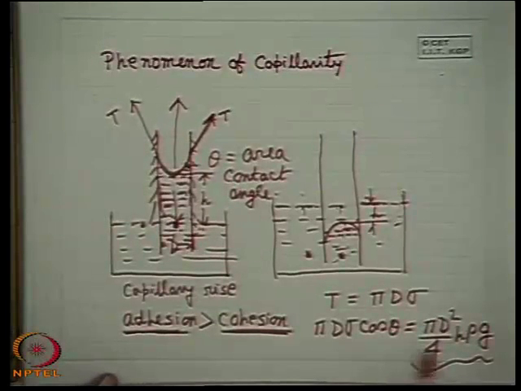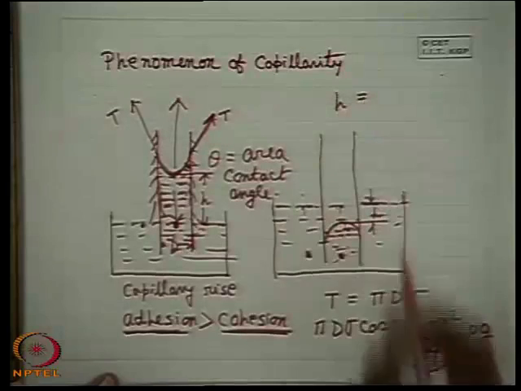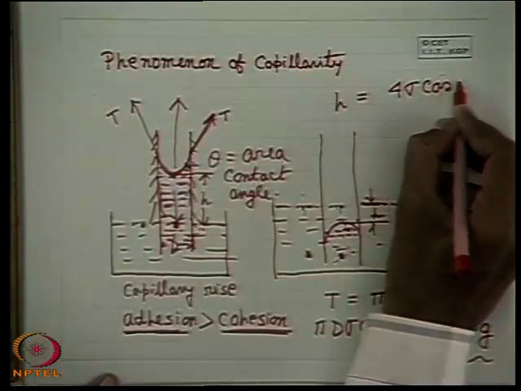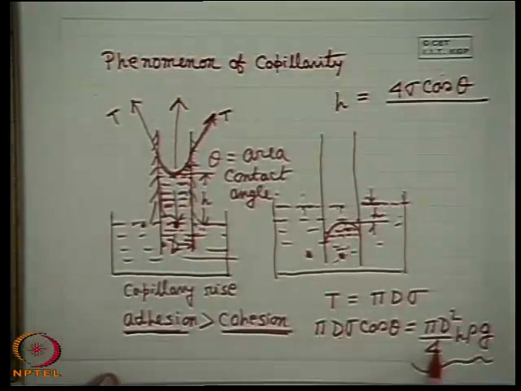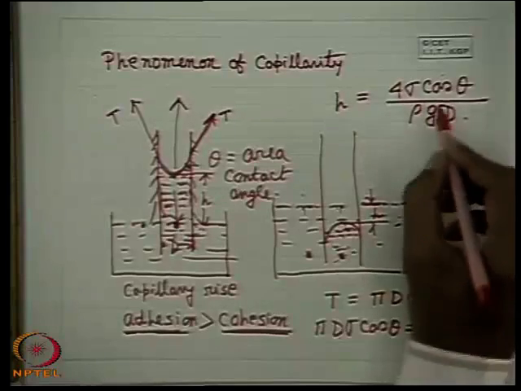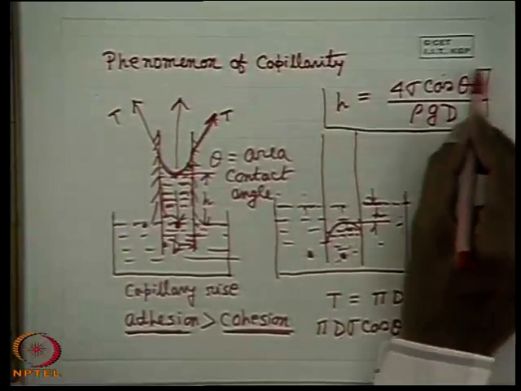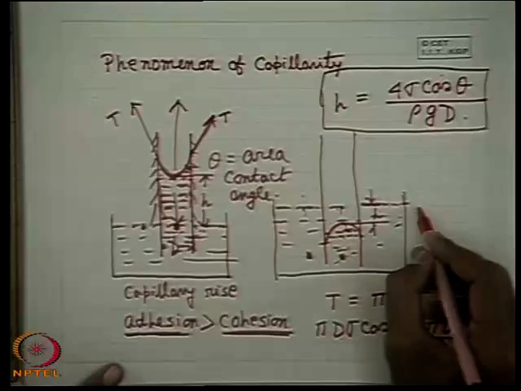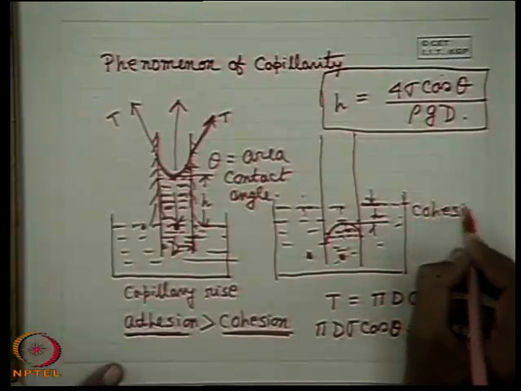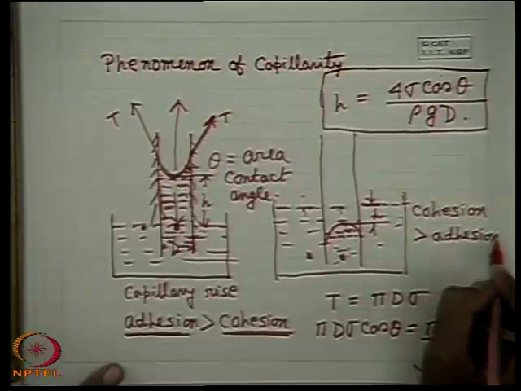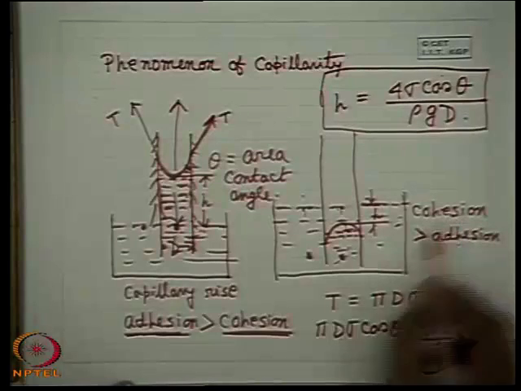This gives rise to the value of h as, what is h? 4 sigma cos theta divided by rho g d. A similar expression you will get for the capillary depression. The physical phenomenon is that in this case cohesion is more than adhesion. So for liquid where cohesion is more than adhesion, that is adhesion is less than cohesion, then what happens?